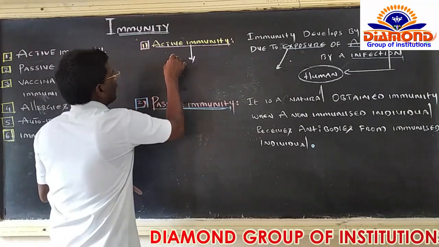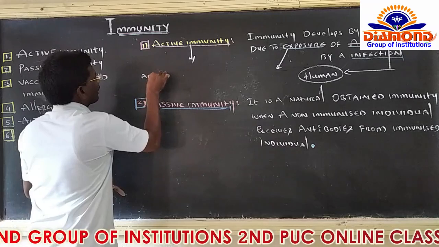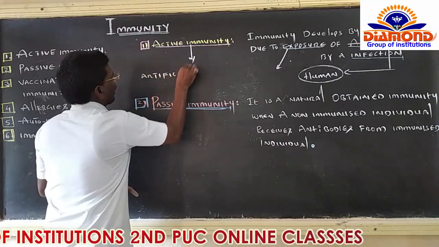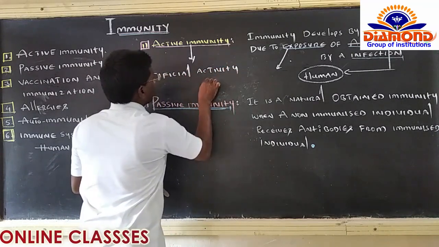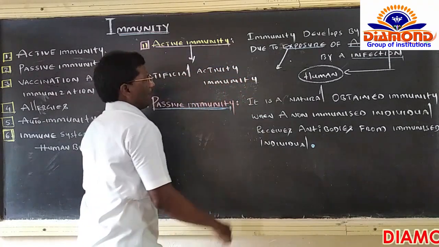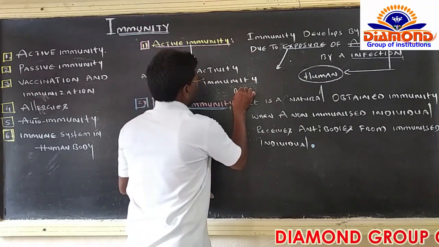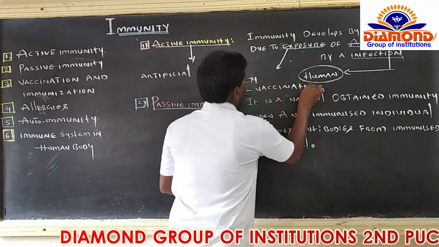Such kind of artificial immunity is called artificial active immunity. Active immunity. By what? By vaccination.